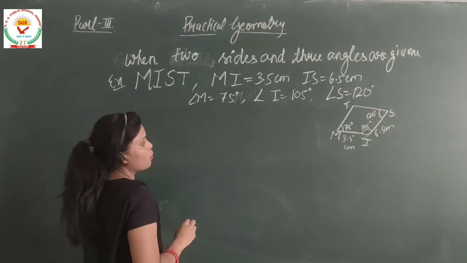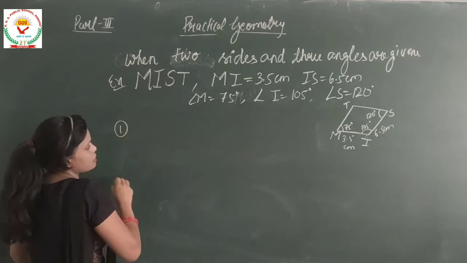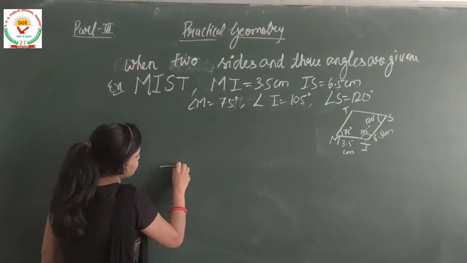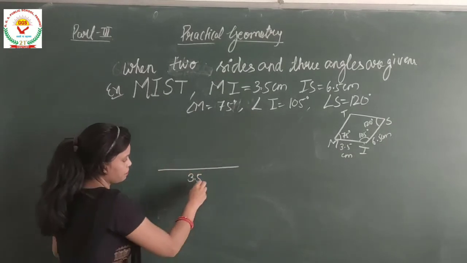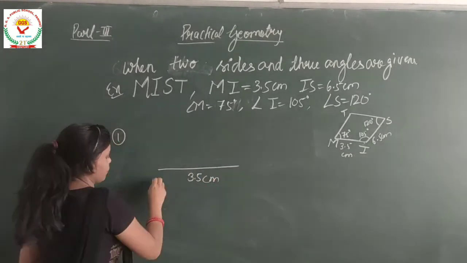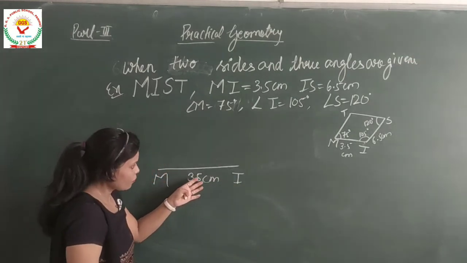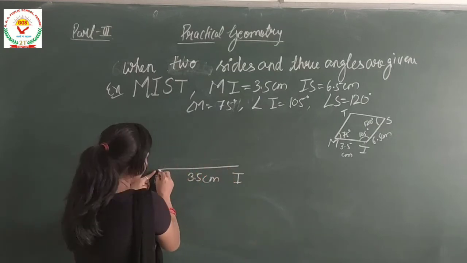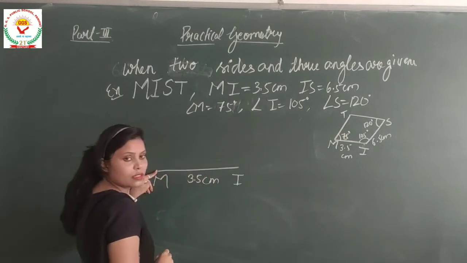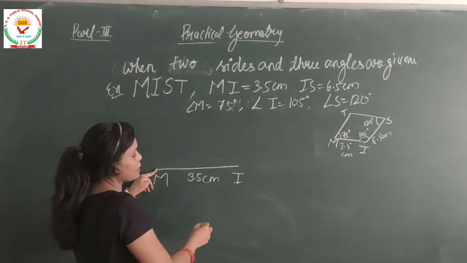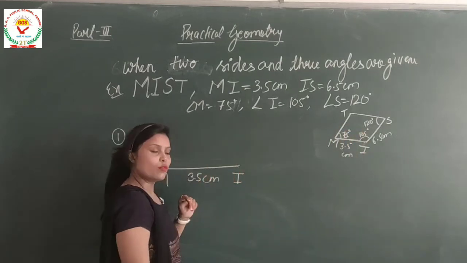Okay, so for this, our first step is making a line segment of 3.5 centimeters, sorry, MI. Okay, now at angle M we need to make an angle of 75 degrees and at point I we need to make an angle of 105 degrees.